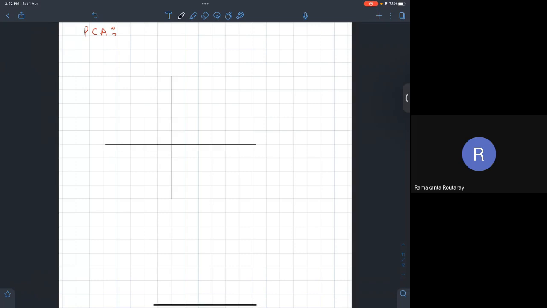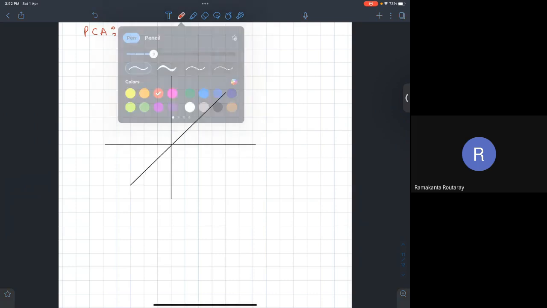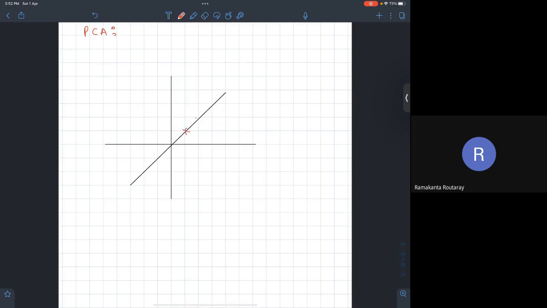Let's draw the 45-degree line and draw 3 points. If I have a data set which is like (0, 0), (1, 0), (1, 1)... This is a data set in R2, right? Clear?